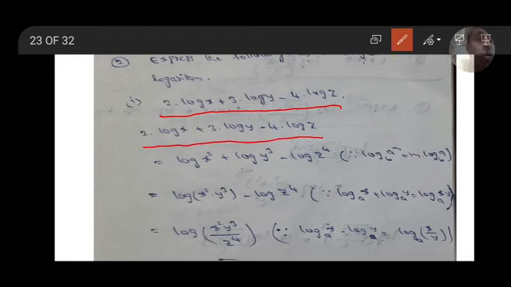Here base is not mentioned, base is not given means log. Log means it is base 10. We have to take it as base 10, and if it is in the book it is given as ln, it means base e. Sometimes they will represent logarithm by ln also. Okay, it is the answer. We will move to the next problem.